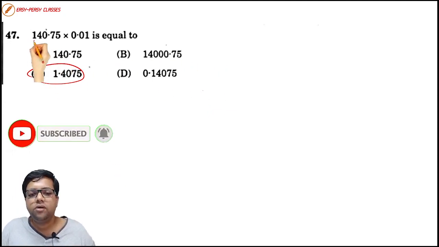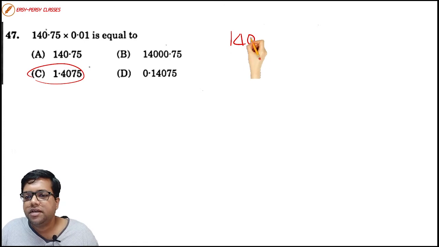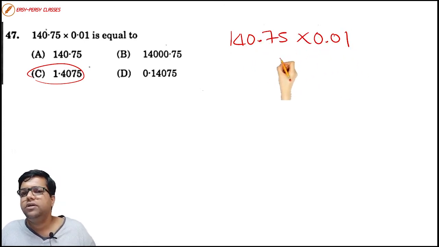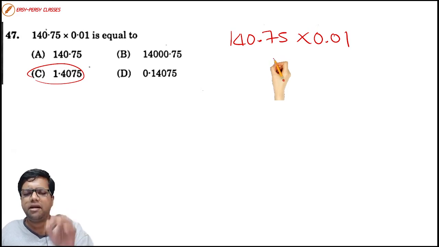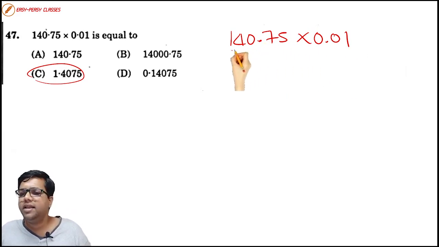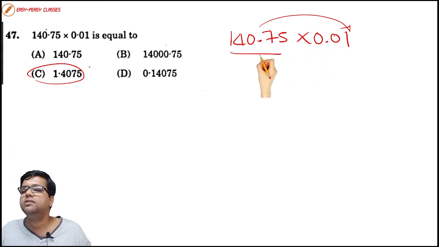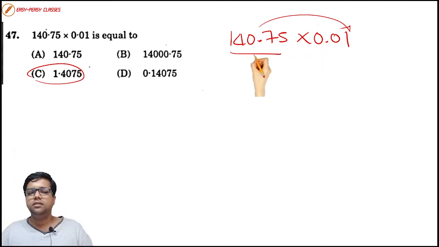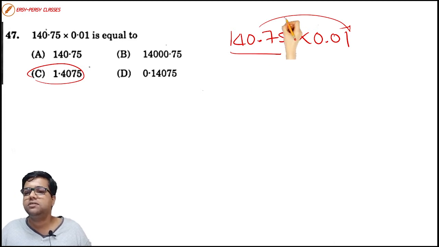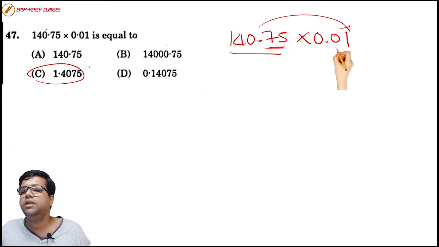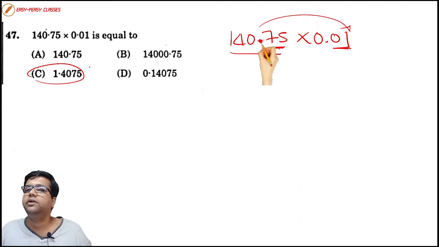Why? Because the question says 140.75 into 0.01. You need not even write it on paper, because any number multiplied with 1 is always the same number. You know that. The only thing you need to be aware of is the number of decimal places, the place of the decimal point. After two places the decimal point is appearing.